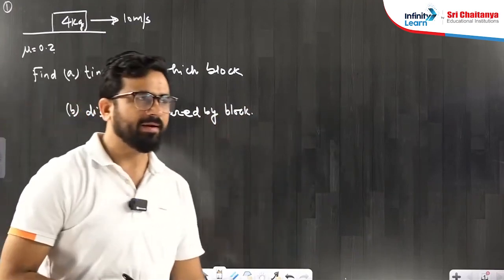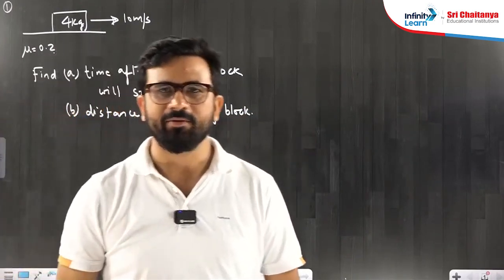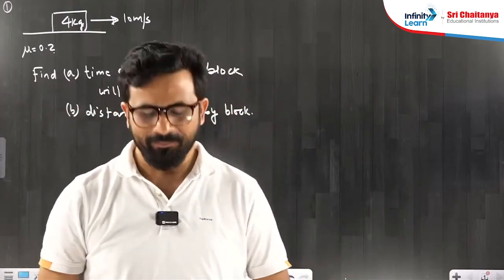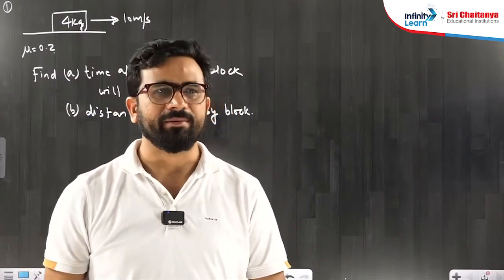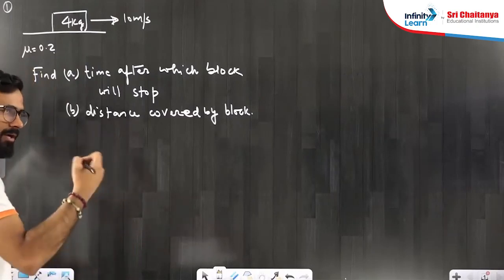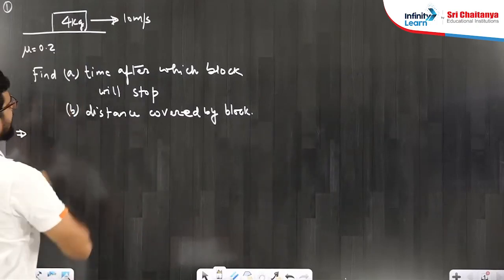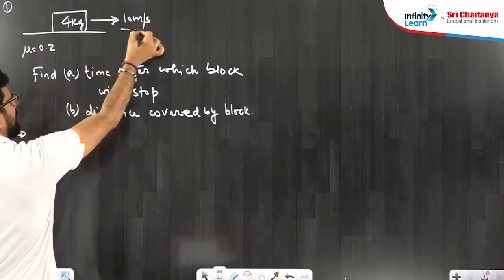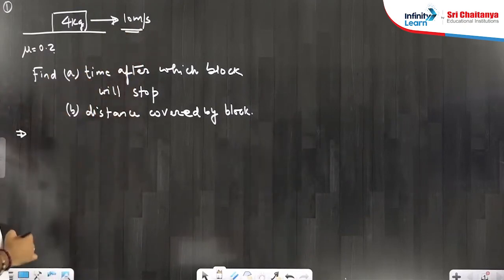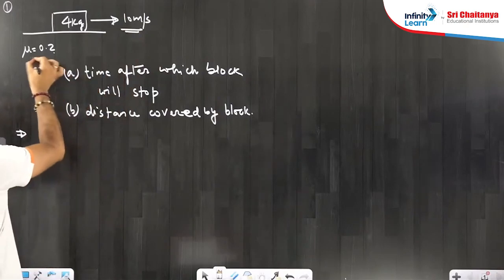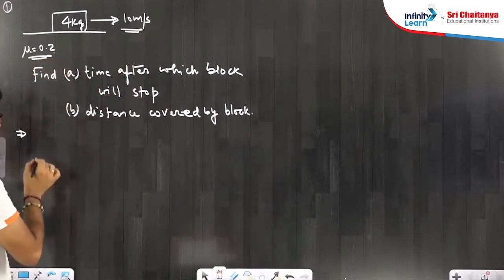I am starting, and now it would be good if you try. Okay, so please try it. Now I am trying, match your answer. The initial velocity is given to you, that means kinetic friction will act, and mu is given to you, that means we have to write first kinetic friction.